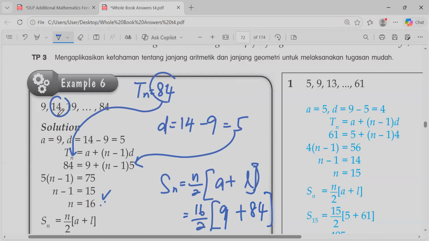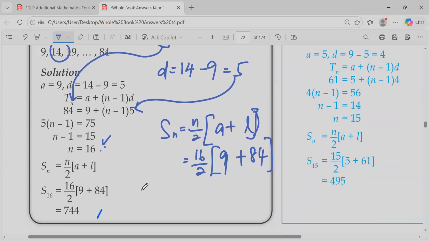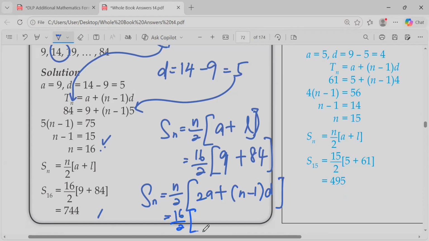Okay, this 9 is the first one, 84 is the last one, and then you can get the answer. Or you may use this formula. Yes, you may use this formula, but it's a bit long. This is 16 over 2, 2a is 9, 16 minus 1, d. D is 5. You have to write 16 minus 1.